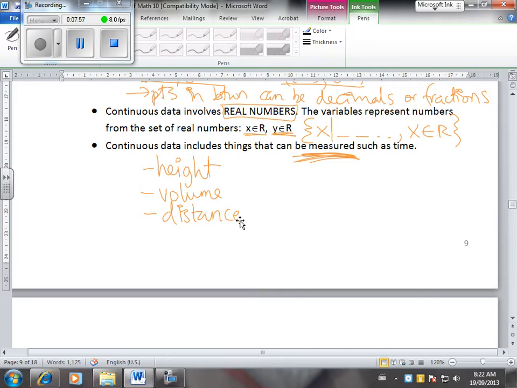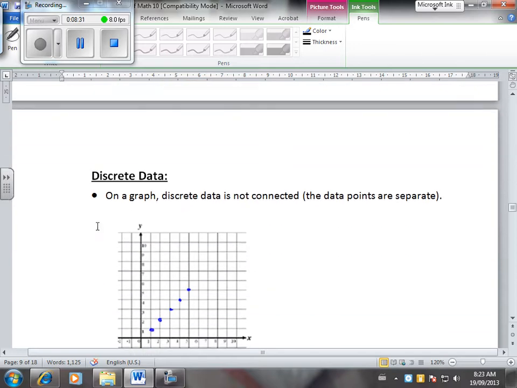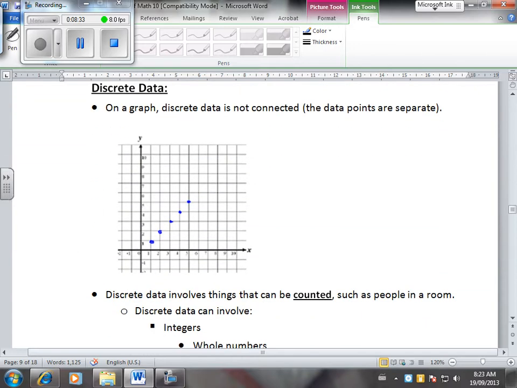And same with volume. If you look at any of the volumes on any sort of cans that we have here, we use the same sizes as America, but they're using the imperial system and we're using the metric system. So we end up with all sorts of weird sizes like 327 mils and things like that. So it's anything in between. Same with distance. You can drive 1.3 kilometers, right? You don't have to drive 1 kilometer or 2 kilometers. So continuous is anything that can be measured, which leads us to discrete.